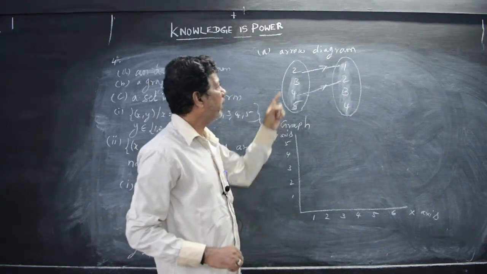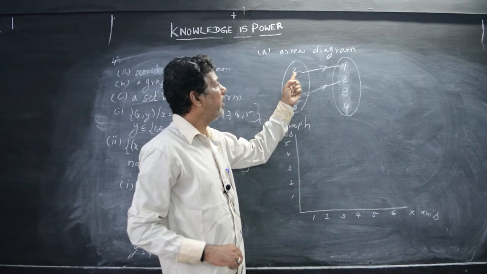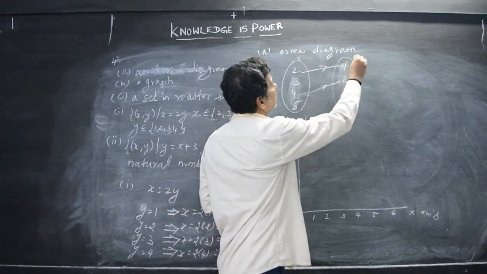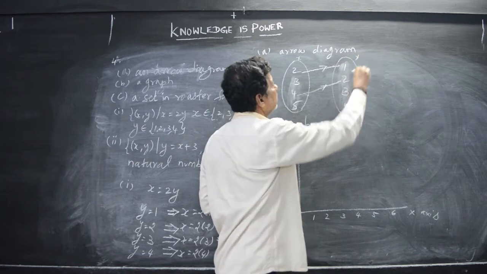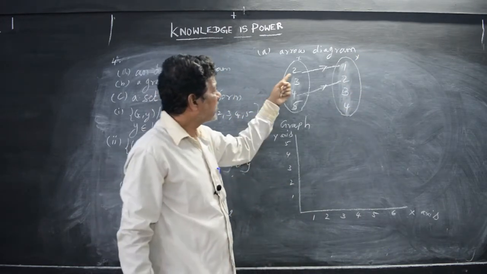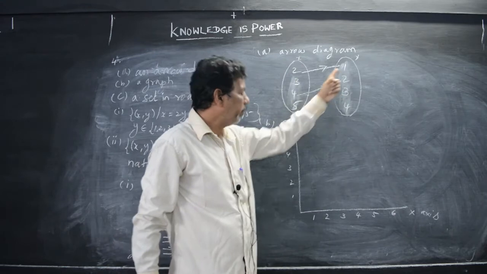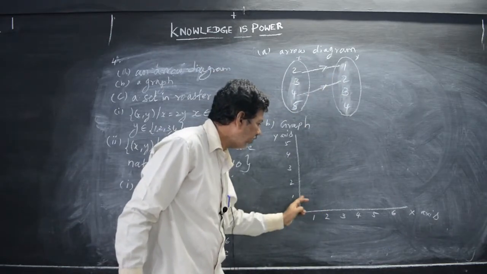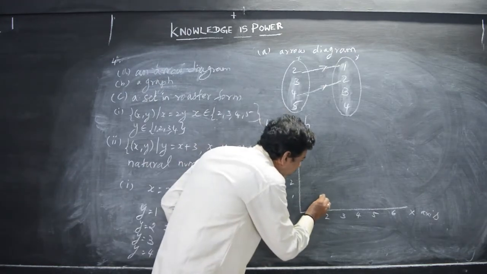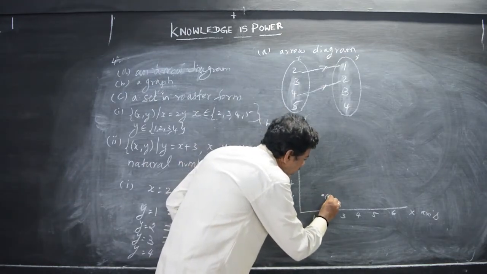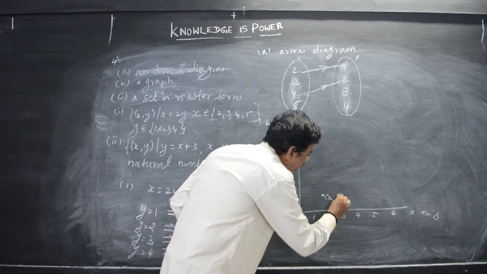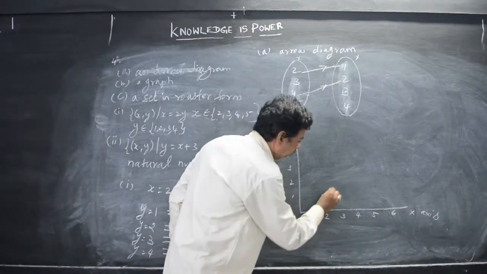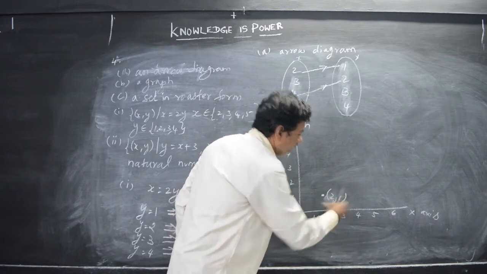So where do you have to place? X value will be 2, y value will be 1. So this will be x, this will be y. Here you have to mark a point. What is that? 2, 1. So I write it big, 2, 1.